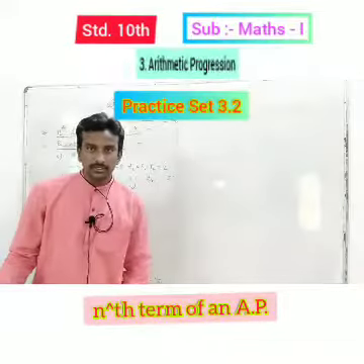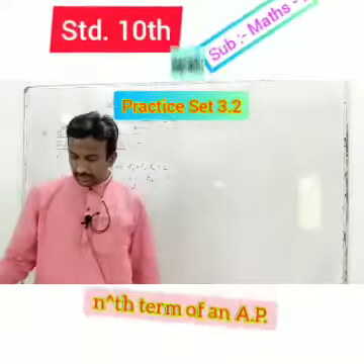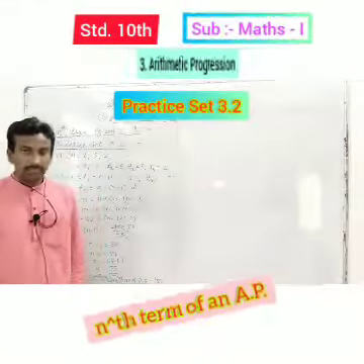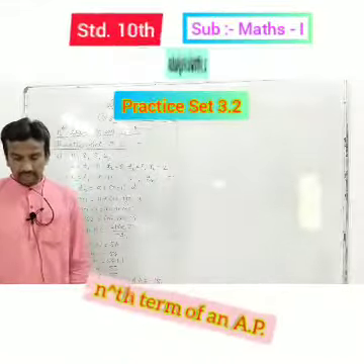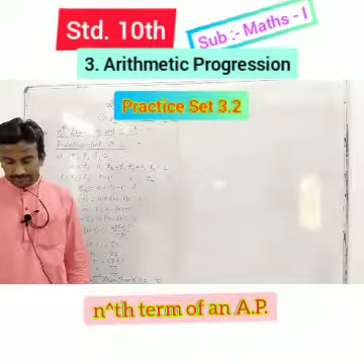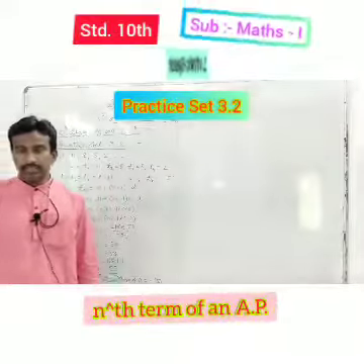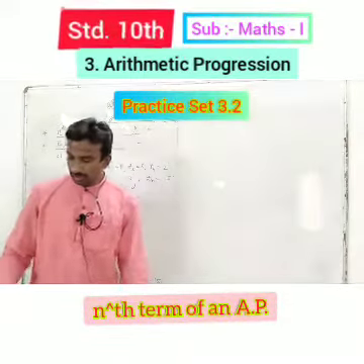Got it? Okay, students. Now we will see question number 9, which is the same as question number 6. Now we will see question number 10. In an AP, the 17th term is 7 more than its 10th term. Then find the common difference.